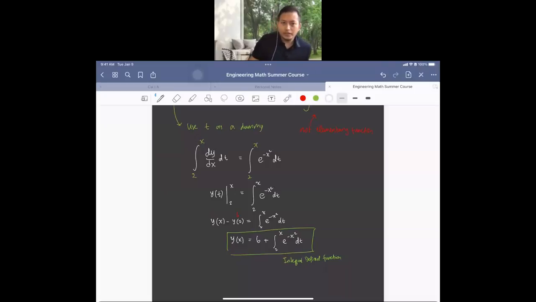If you have any questions, you can send a message through the chat box. I hope you get the idea of what I want to tell you about this. This is when we have some integral defined functions, which can be our solutions too.